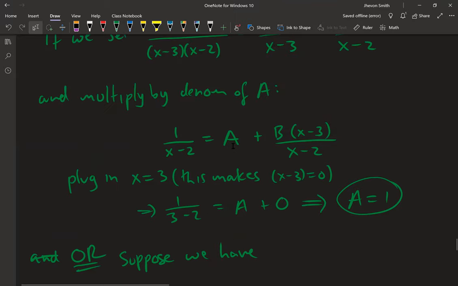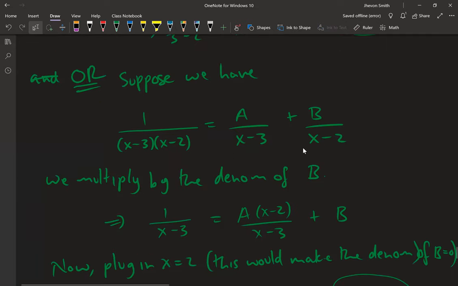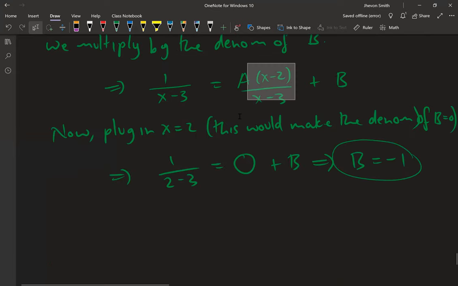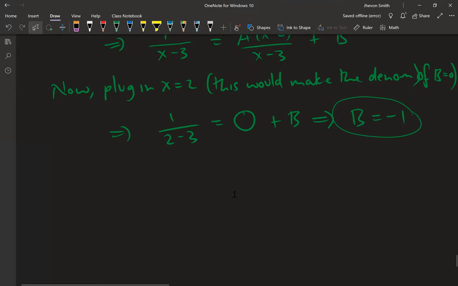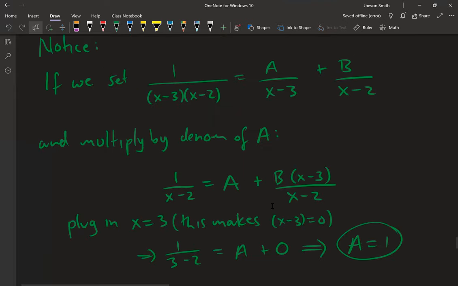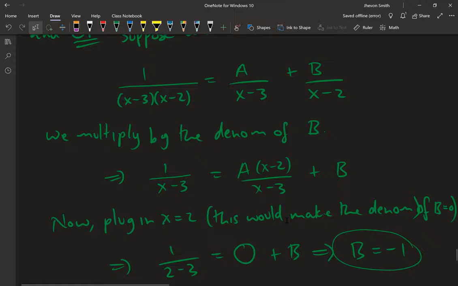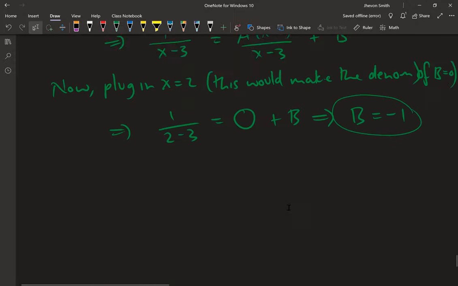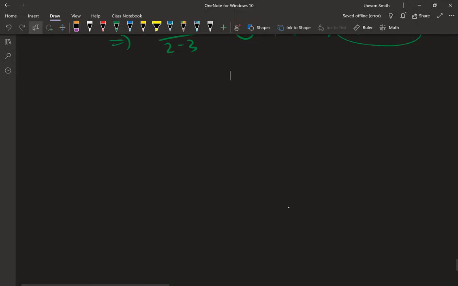Multiplying by the denominator of a and then plugging in something that would make that denominator 0 is going to kill all other variables except the a. Similarly, if I multiply by the denominator of b, then plug in the x that makes that 0, I can solve for b right away. Now here is a pattern that we can take advantage of, so you don't have to write this whole thing out that I just wrote down.